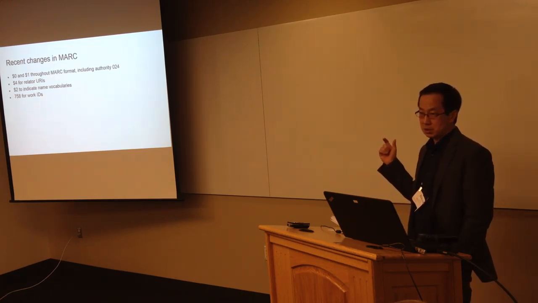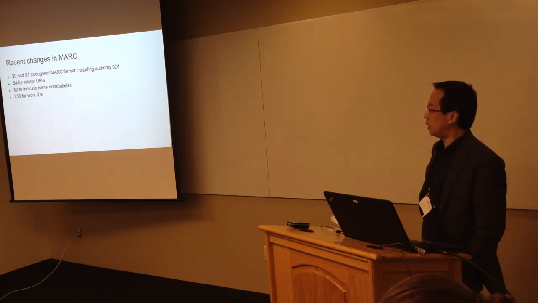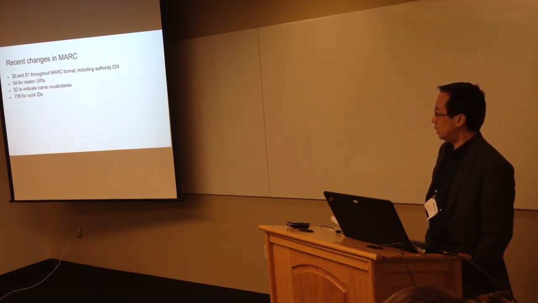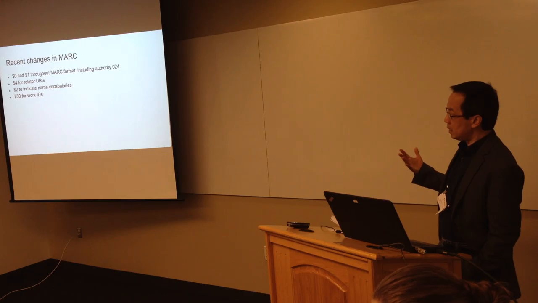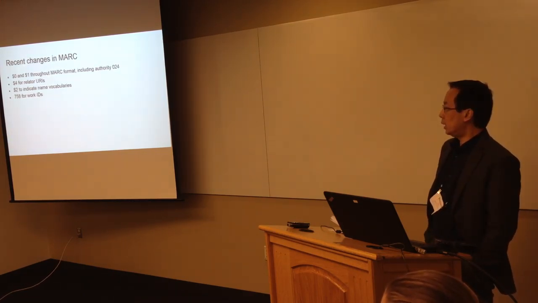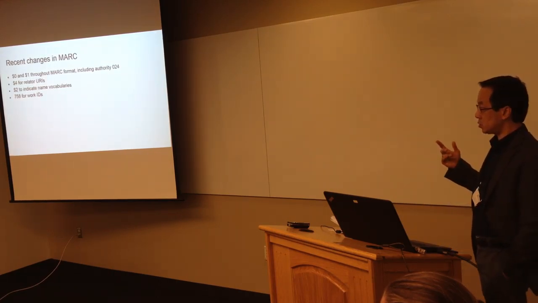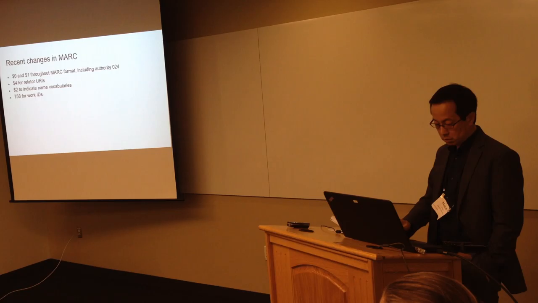Subfield 4 has been extended to relationship URIs, which I think is a worthwhile expansion. Alternative sources of names are now explicitly recognized in the MARC format. And there's now also a dedicated field for work identifiers, which are important for reasons I'll come to in a moment.